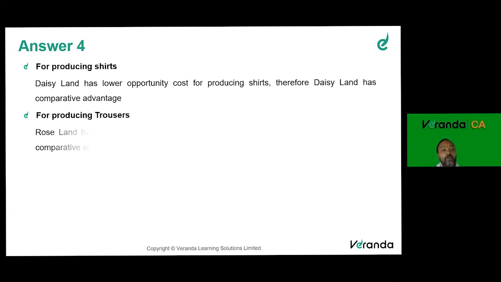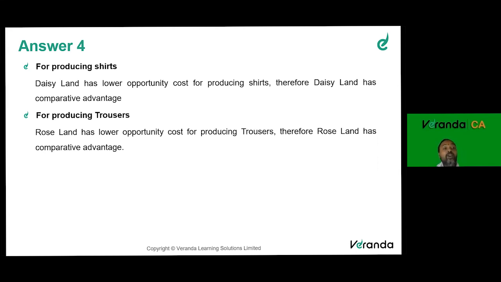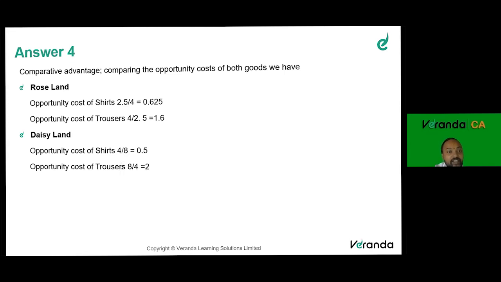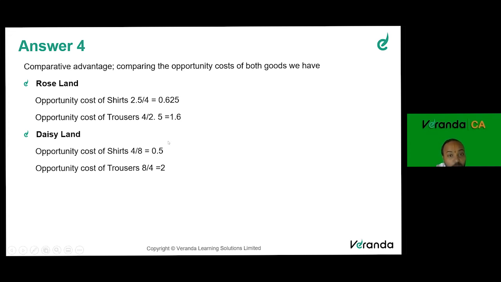And then for producing trousers, Roseland has a lower opportunity cost. Therefore, Roseland has the comparative advantage. If you look at Roseland, that is 1.6, which is lesser than 2. So that is one of the reasons they have the comparative advantage. This computation is more important. In this comparison, 0.5 is lesser than 0.625, so Daisyland has the comparative advantage. Similarly, 1.6 is lesser than 2, so Roseland has the comparative advantage.